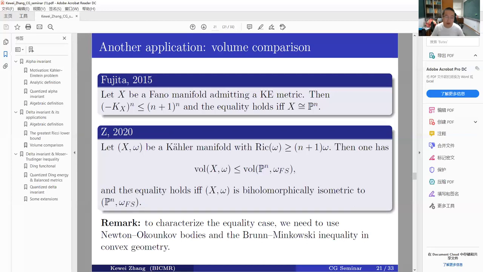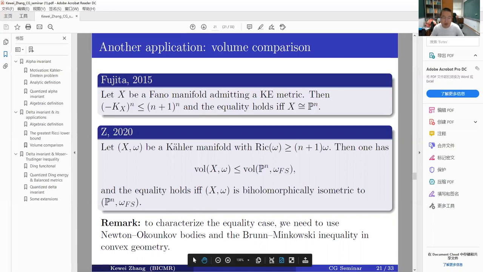And also we can characterize the equality case: when the equality happens, X is biholomorphic to CPN and omega is, after some biholomorphic transformation, equal to the Fubini-Study metric. To prove this result, basically the idea is to use some approximation argument, because this result is well known for rational classes if you apply Fujita's argument, but for irrational classes you have to do something more because the equality case is more difficult to characterize.